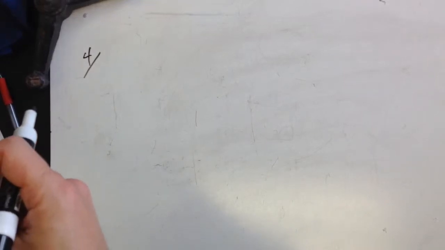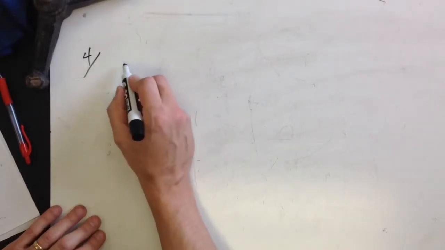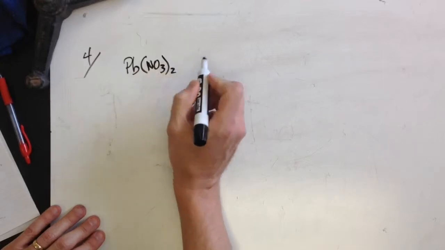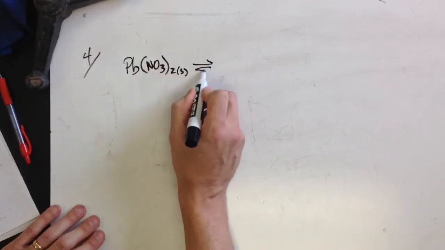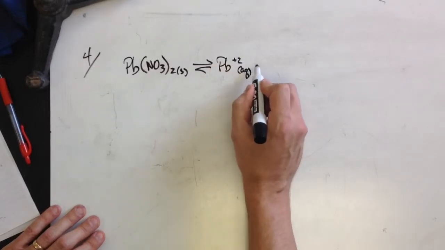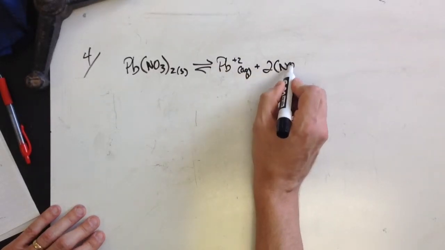Alright, number 4 is kind of the opposite of number 2, and it says if the solubility product of lead nitrate is 3.6 times 10 to the negative 3 at 25 degrees Celsius, calculate the solubility of lead nitrate in grams per liter. So KSP 3.6 times 10 to the negative 3. So again, we're going to start with a balanced chemical equation. So this time we have PbNO3 solid, in equilibrium with lead ions and 2 moles of nitrate ions.